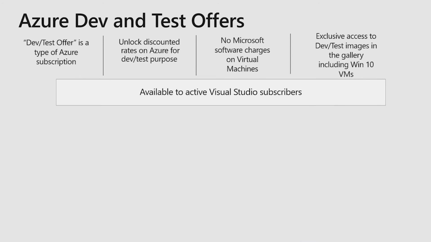So, DevTest offers. That was what I wanted to talk about: the Azure DevTest offer right here. This is a type of Azure subscription that you can create, and it unlocks significant discounts on Azure for dev and test purposes. If you want to do dev and test on Azure, I highly recommend you create a subscription of DevTest offer type. You also get exclusive access to certain images. Even a Windows 10 VM is available to you in the gallery to create virtual machines. The only caveat is the DevTest offers are available to Visual Studio subscribers only.